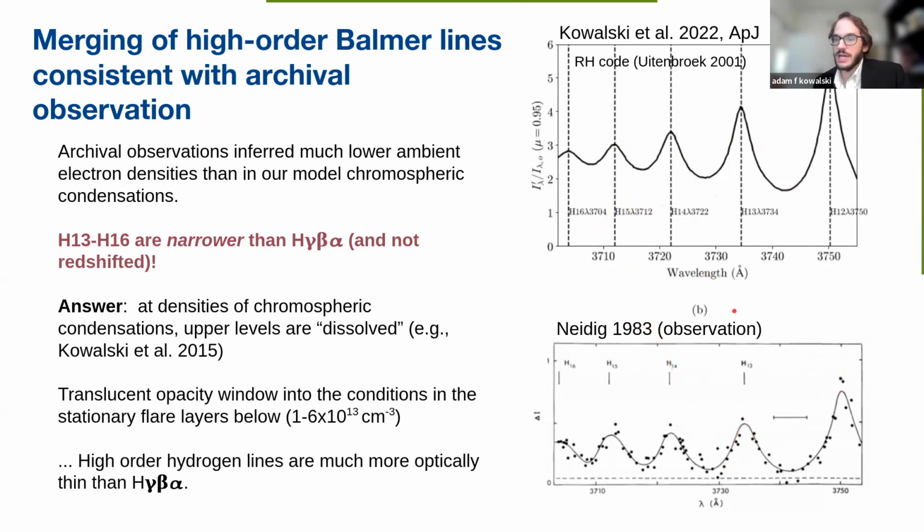We would, of course, like more observations of the low-order Balmer lines that are optically thick, like H alpha, H gamma, and farther into the wings, and we would like observations of the high series members.